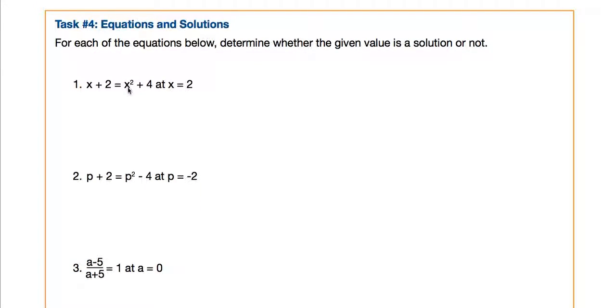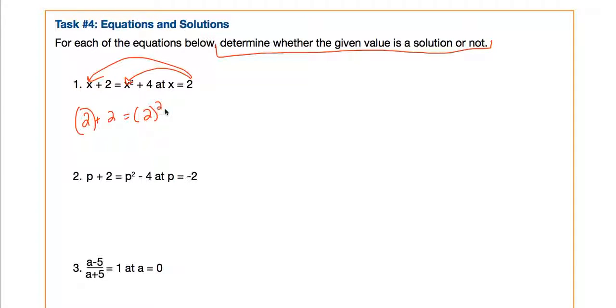Okay, these right here, if it says determine whether the given value is a solution or not, all you have to do is plug it in. So for example, if this is a solution, when I plug it in for x, I'm going to get a true statement. So 2 plus 2, 2 is being plugged in, equals 2 squared plus 4. This is going to be 4 equals 4 plus 4, and 4 equals 8. That is not true. So 2 is not a solution.